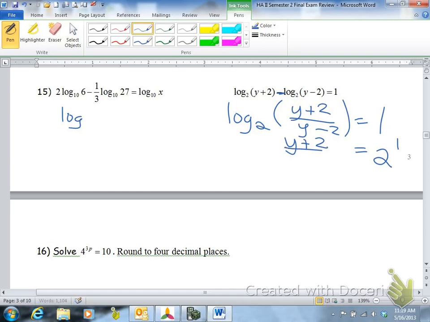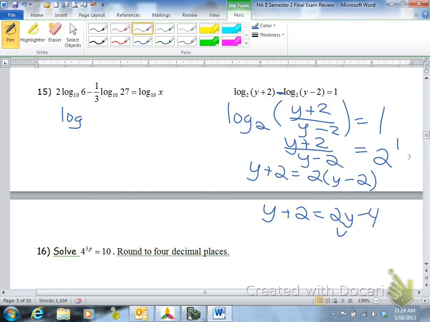and it's (y + 2) over (y - 2). To solve that, you multiply both sides by y - 2, so you have 2(y - 2). Distribute, and you get 2y - 4. Subtract y, add 4, so you get y equals 6. And this is not extraneous, because when you plug 6 in, you don't get log of a negative number. It's just log of a positive number, so it's defined.